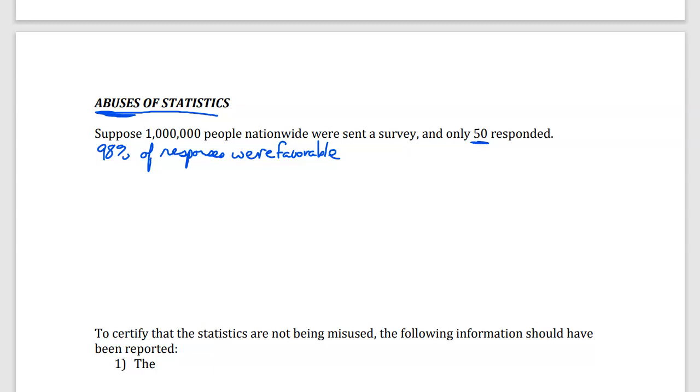Well, part of the problem is that only 0.005% of those that were sent the survey actually responded. You have less than 1%, less than 0.5% of those that were sent the survey responded. And then you're going to tell me that 98% of those were favorable. Okay, but what about the 99.995% that didn't even respond? So that's an issue. It does not represent the population.